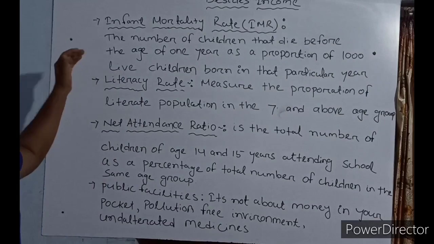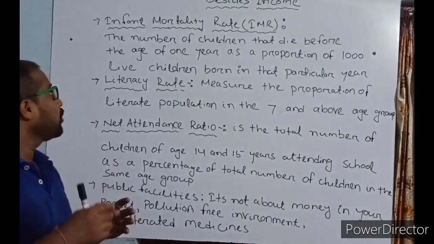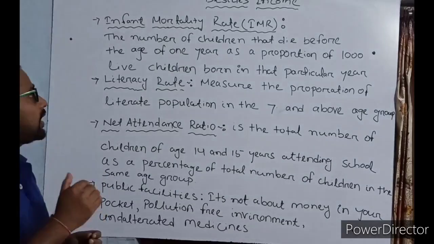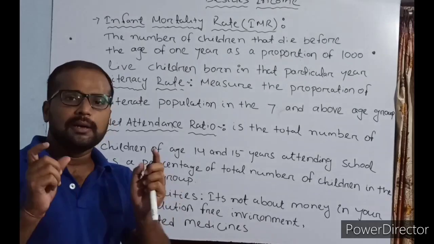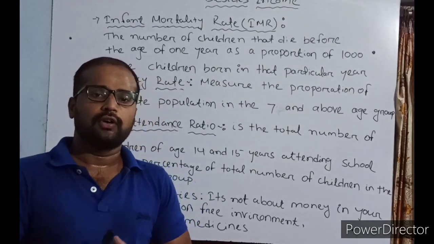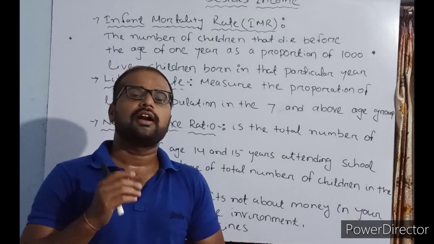First is infant mortality rate. What we can say, infant mortality means the number of children that die before the age of 1 year, as a proportion of 1000 live births born in a particular year. In a particular year, the number of newborn babies who die before the age of 1 year indicates the infant mortality rate.